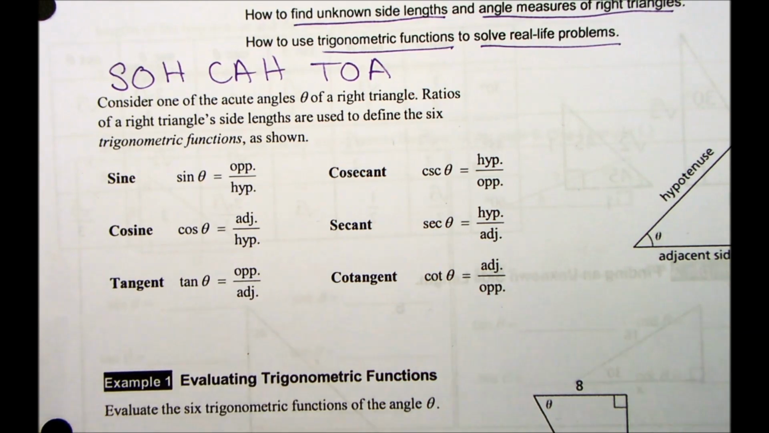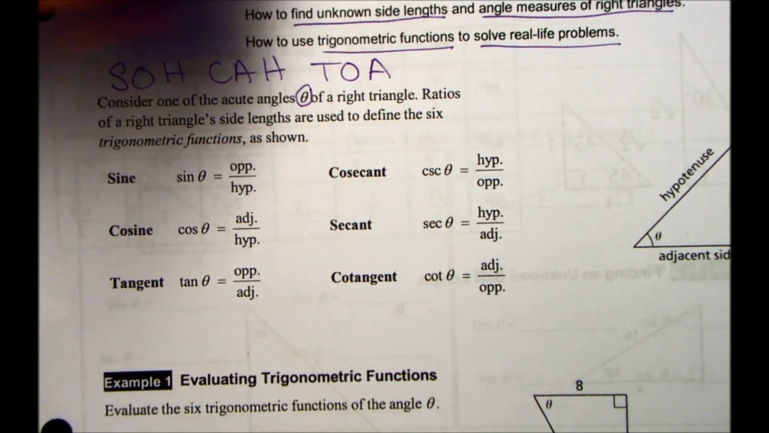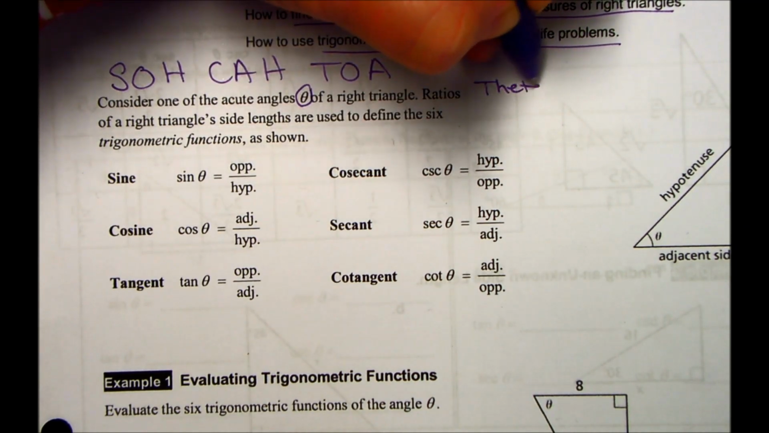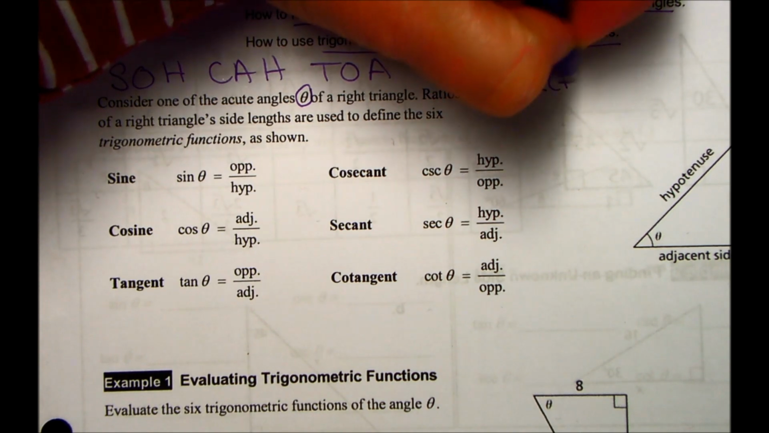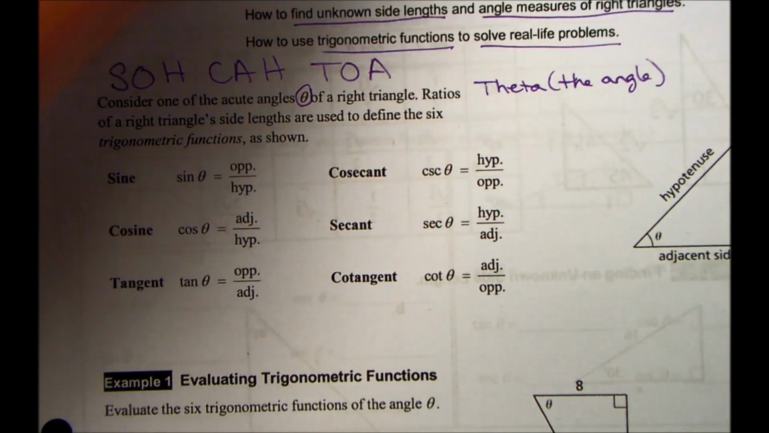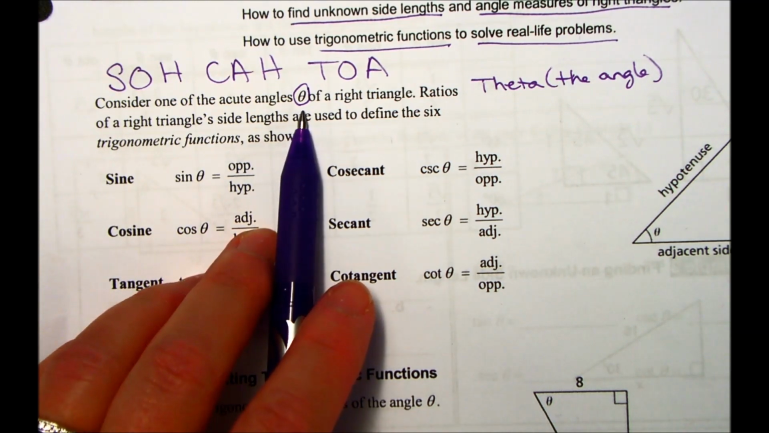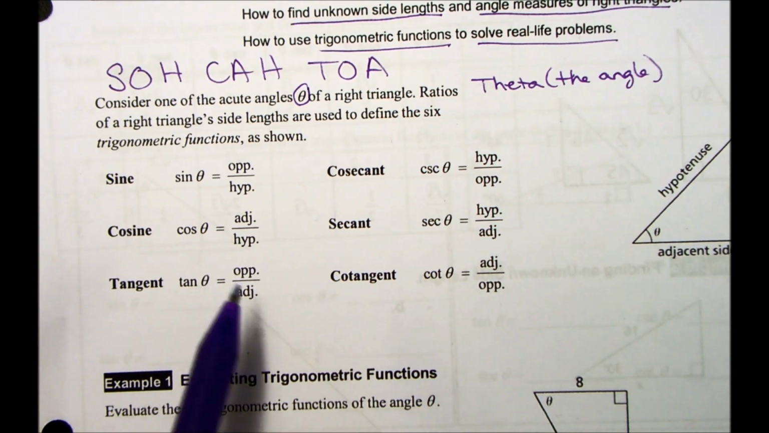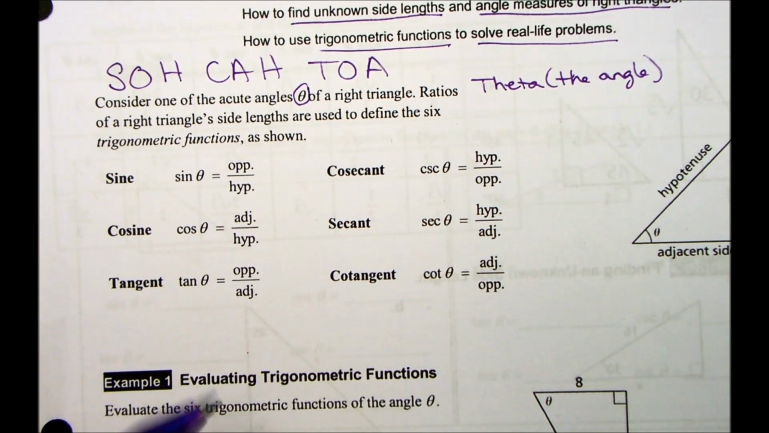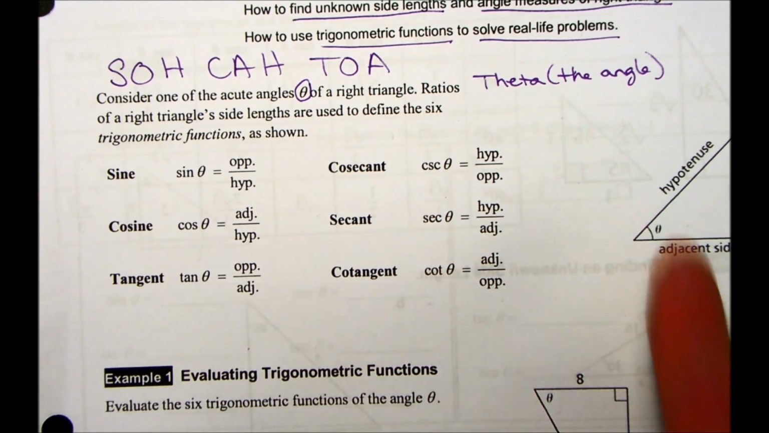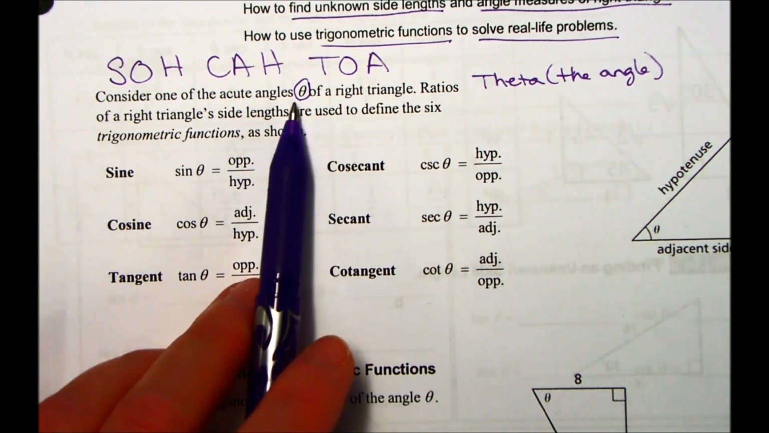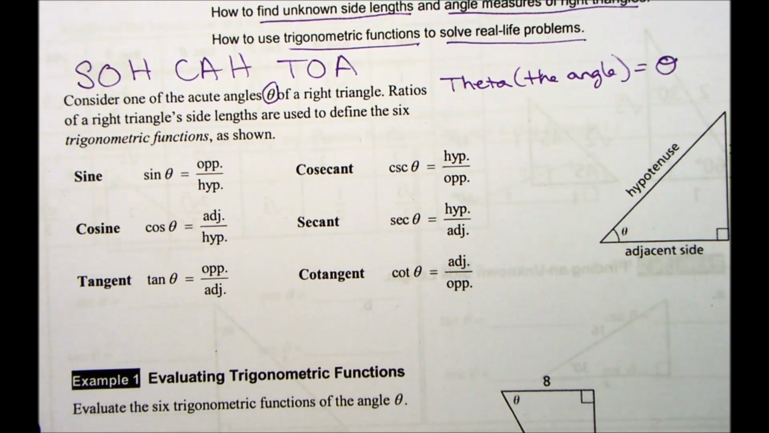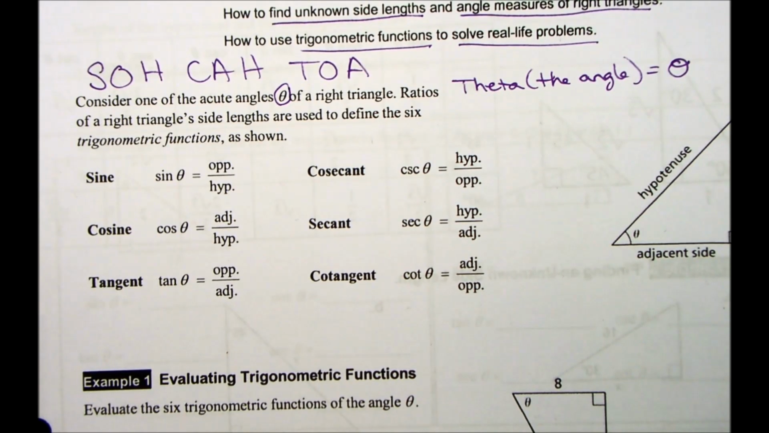Now, I'm not sure if you're familiar with theta, but theta is just our variable. It's called theta, and it's basically the angle. In a lot of textbooks they use that symbol, which is a Greek letter called theta, to represent the measurement of the angle. In the past, maybe you just saw it as a variable like x or y, but it's kind of like a cursive O. But that's how you write theta.